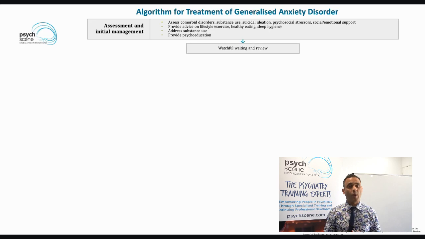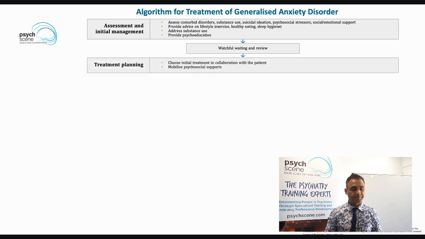Next, watchful waiting and review. So sometimes it's okay, when you put in the lifestyle and diet interventions, addressing substance use, providing psychoeducation, to just wait and watch and then fix another review with the patient. The next step is collaborative treatment with the patient. And of course, mobilizing psychosocial support, so involving the family, involving any other important family members.